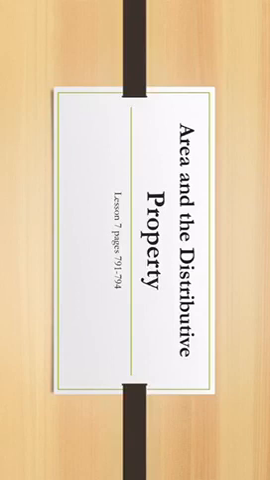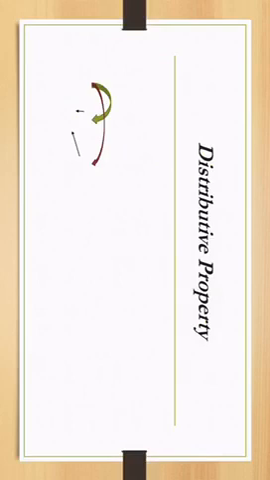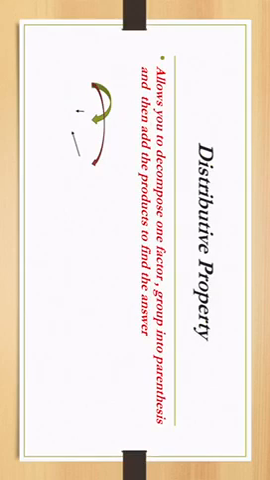First, let's remember together what we mean by distributive property. As we know, the distributive property allows us to decompose one factor, group it into parentheses, and then add the products to find the answer. As an example, we have 4 times 6.